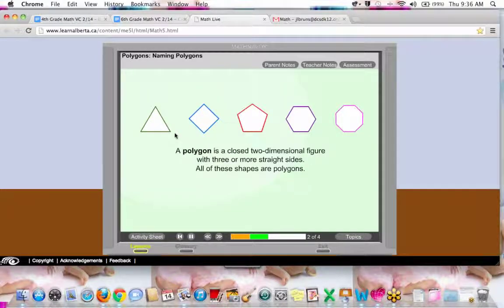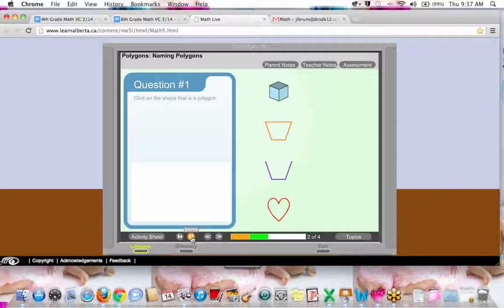Sorry, we will have to back up because we missed that whole section. Okay. A polygon is a closed two-dimensional figure with three or more straight sides. All of these shapes are polygons. Okay, so notice they're all two-dimensional. We are not working with cubes or anything three-dimensional, and they are all closed. There are no open spaces.